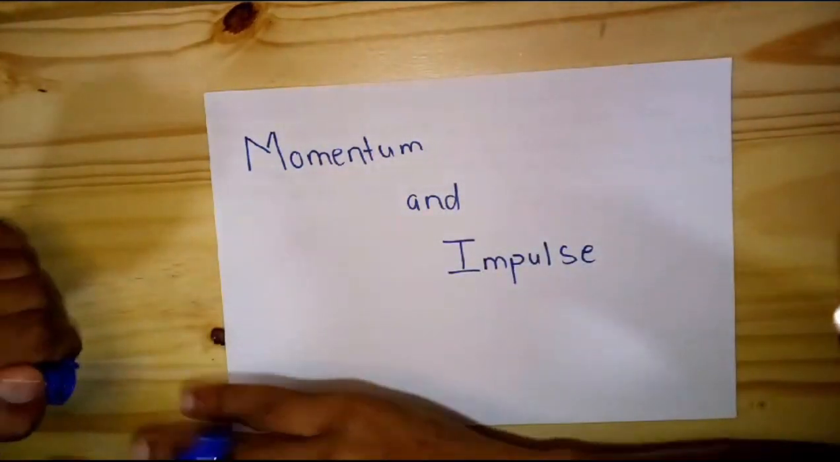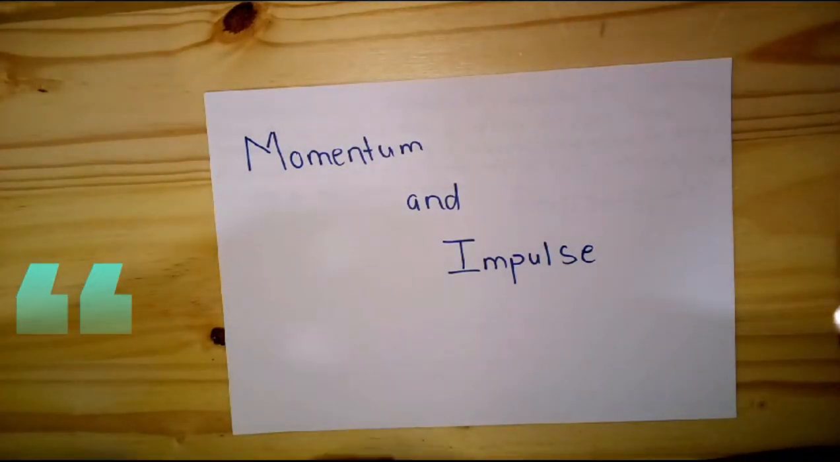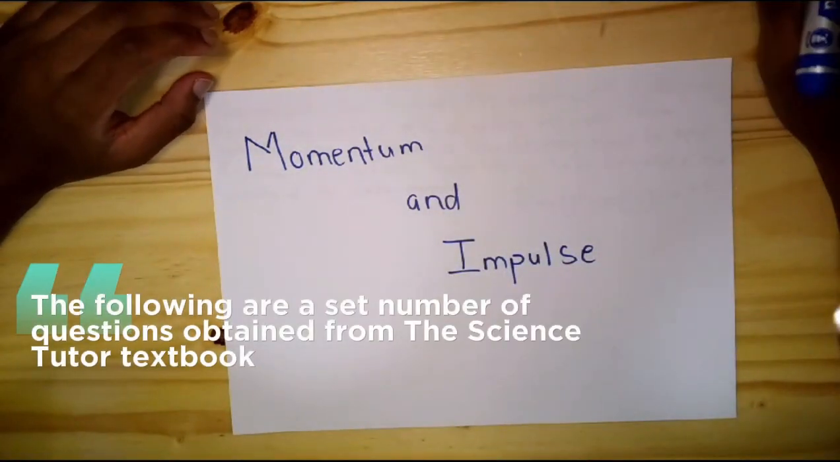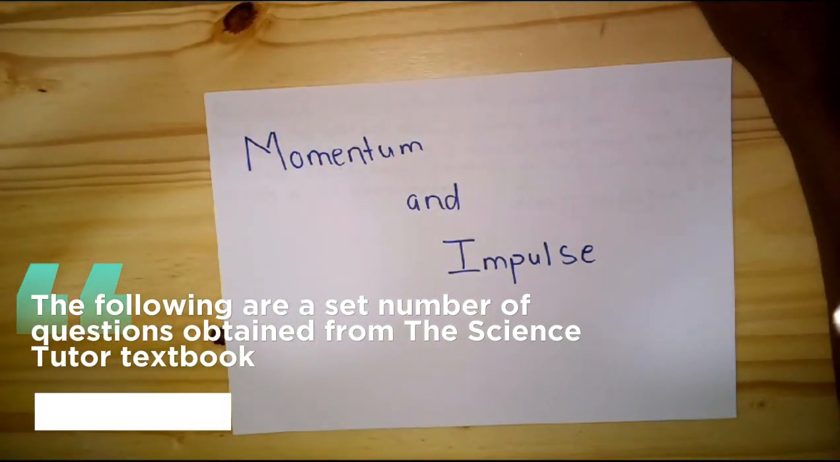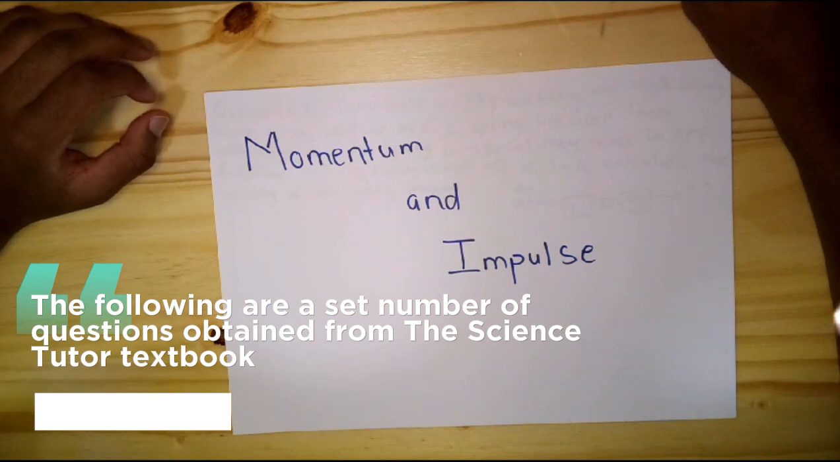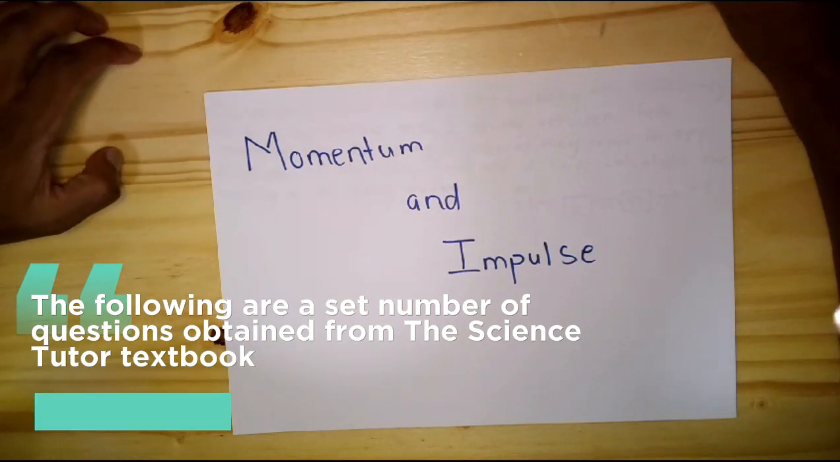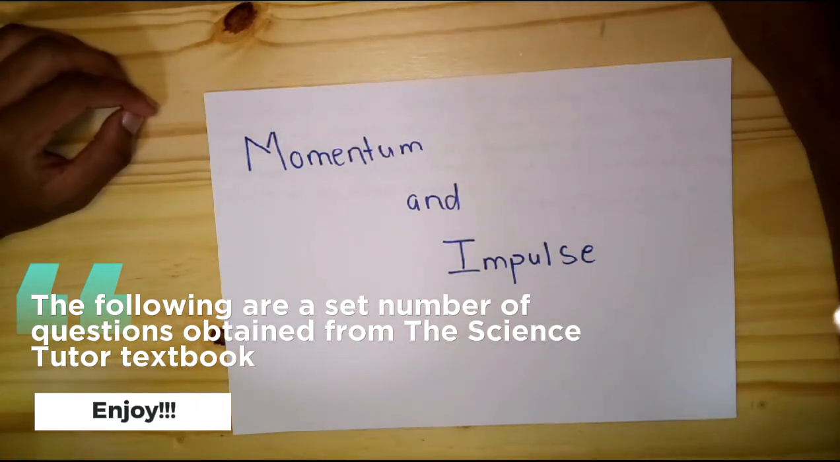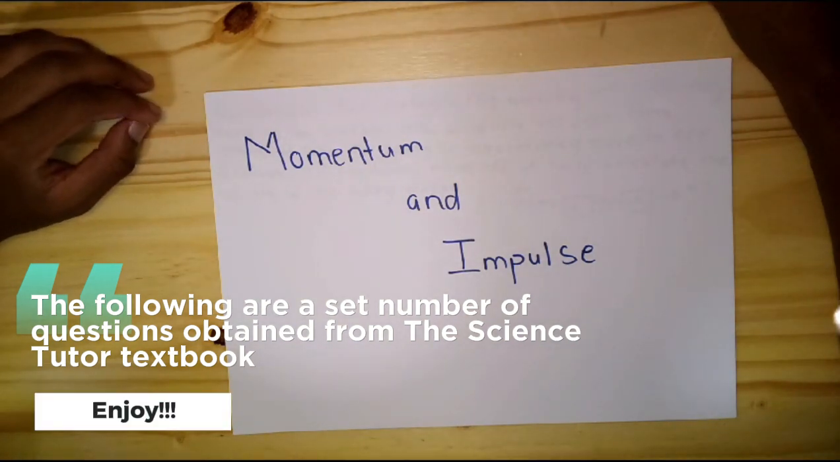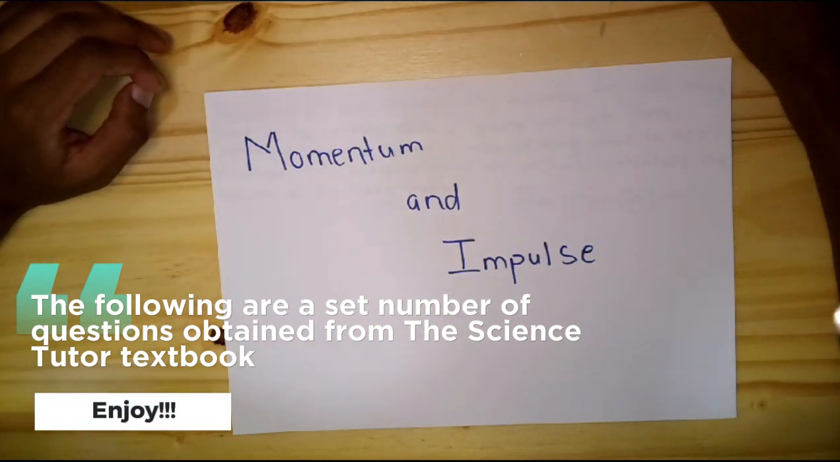Today we're going to be doing momentum and impulse, with a couple of questions here and there. This is for revision. I'm going to be doing a lot more questions, and the starting point is going to be momentum and impulse, and we're going to dive into other things as well, such as vertical projectile motion.